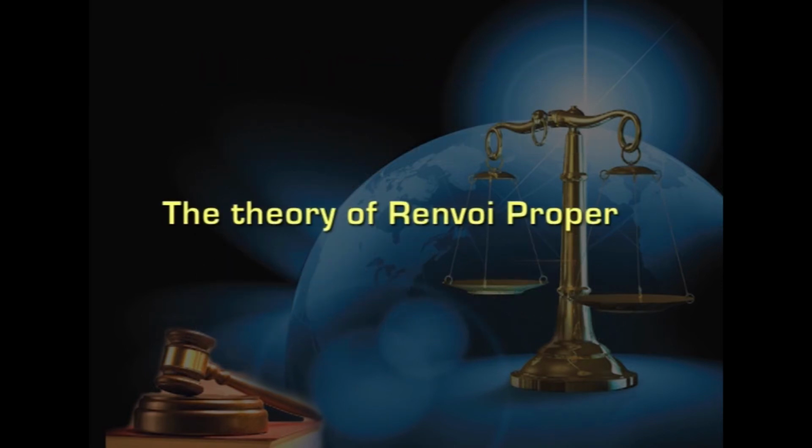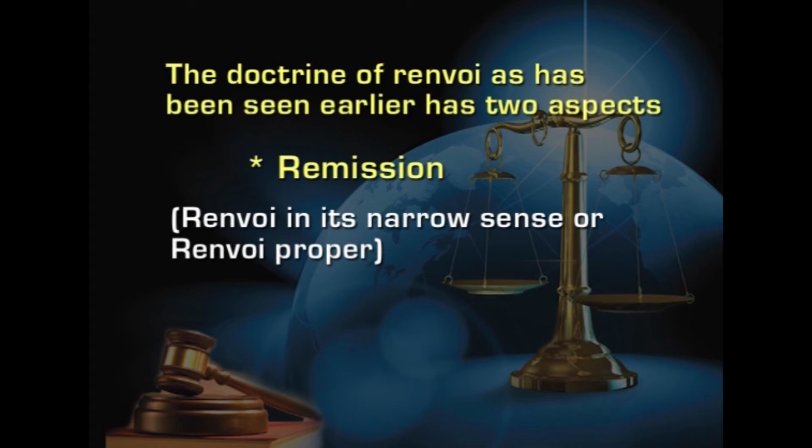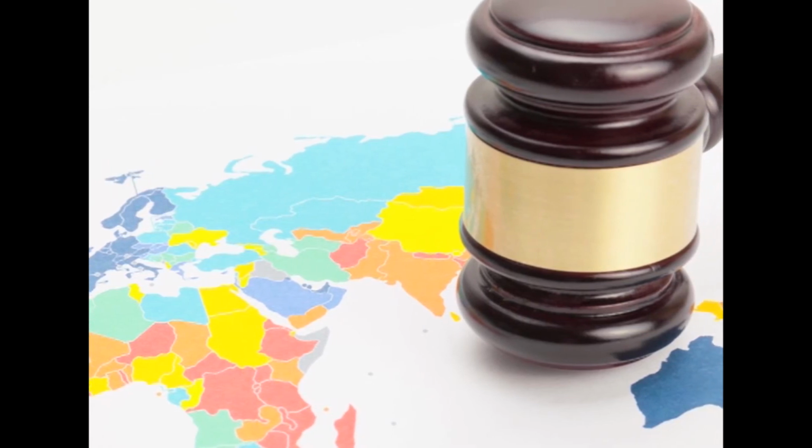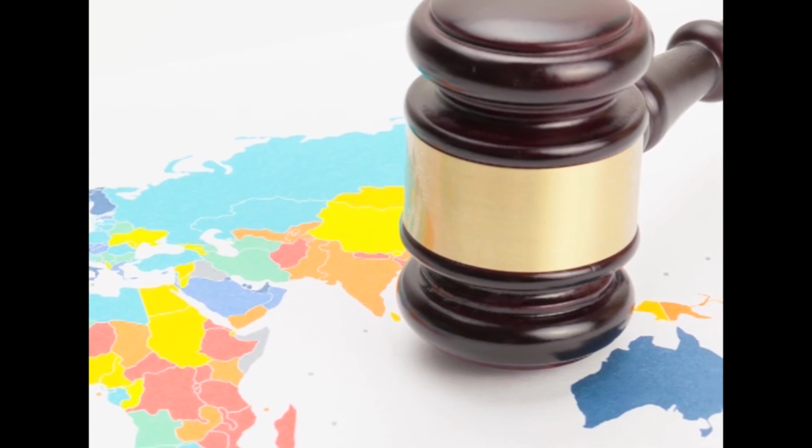The theory of Renvoi proper. The doctrine of Renvoi, as has been seen earlier, has two aspects: remission, sometimes called Renvoi in its narrow sense, or Renvoi proper, and transmission, which is called Renvoi in its wider sense. When Renvoi proper or Renvoi in the narrow sense is applied, it would always lead to the application of the law of the forum, especially wherever there is a conflict between the two foreign laws. However, the assumption behind Renvoi proper is that the rules of private international law in each country are based on the principle of comity, implying a mutual agreement among the states for the application of each other's laws. In other words, it is founded upon reciprocity.